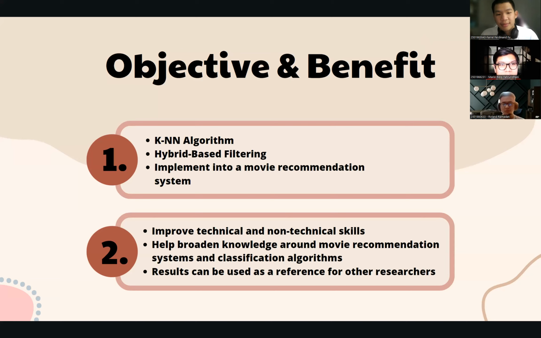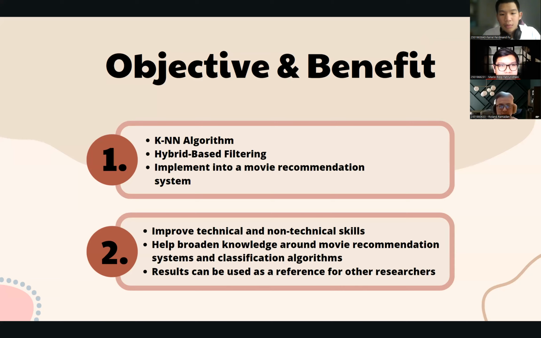Okay, so now I will explain about the objectives and the benefits of our paper. First, the objectives of our paper are to mainly explore 2 algorithms. First being the K-nearest neighbor algorithm, and the second being the hybrid-based filtering algorithm. And then we will try to implement them into a movie recommendation system.